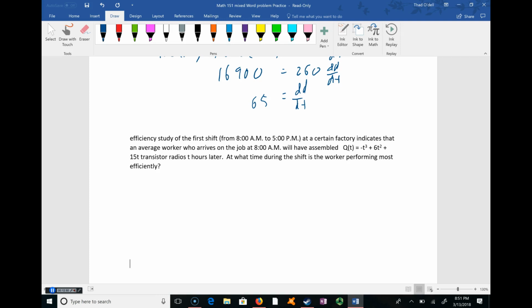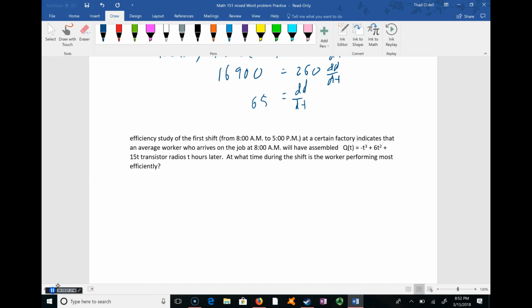So an efficiency study of the first shift from 8 a.m. to 5 p.m. at a certain factory indicates that an average worker who arrives on the job at 8 a.m. will have assembled... So this is, you can plug in the hours after 8 a.m. and that'll spit out how many transistor radios have been constructed. So it says at what time during the shift is the worker performing most efficiently? So most efficiently, that sounds like what? That sounds like optimization, doesn't it?